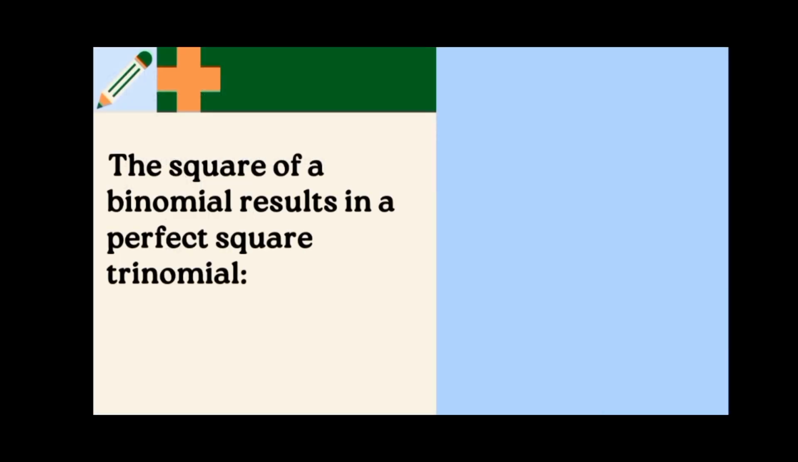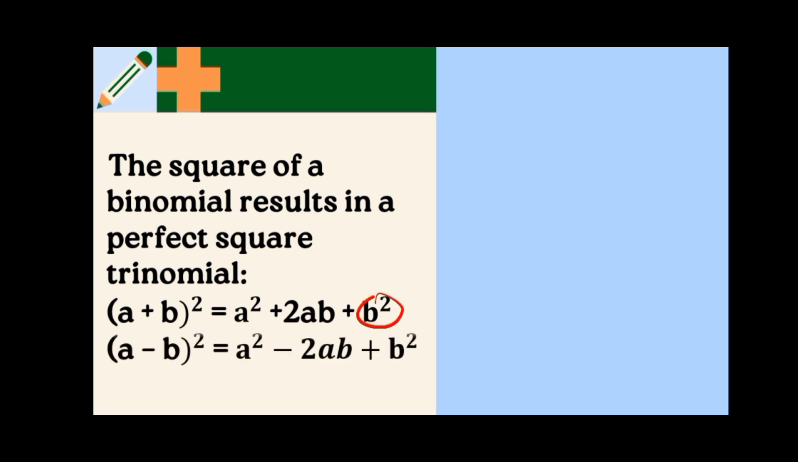To further understand the lesson, here are some patterns or formulas that could help you. The square of a binomial results in a perfect square trinomial. This is a pattern in squaring a binomial: the quantity a plus b squared. To expand this expression, simply square the first term so it becomes a squared, copy the sign in the middle, multiply 2 by a and b, and that is 2ab, and lastly square the last term, that is b squared. Another formula is a minus b raised to the second power.